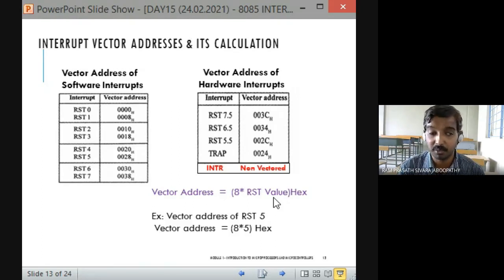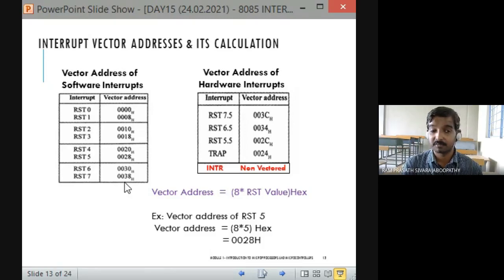It has to be converted into hexadecimal. If it is converted into hexadecimal, what will the value be? Yes, convert decimal to hexadecimal and you get 28H, correct? But an address is always 16 bit, so it will be 0028H. That's all. Each vector interrupt has its own unique vector address.